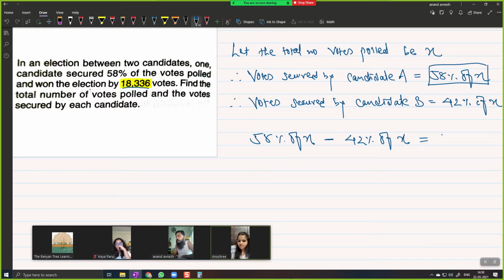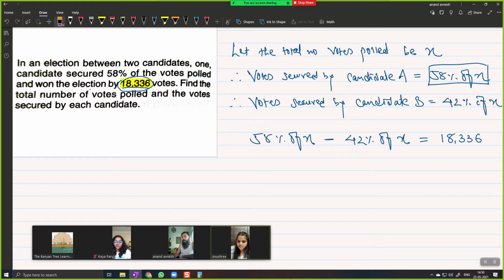Okay. In percentage or in number? In number, because that's the thing which is given to us. Yes. 18,336. You understand? These are the difference in the votes secured by A and B. Number of votes secured by A is more than the number of votes secured by B by how much? 18,336. Okay, yes, now we have to solve it.